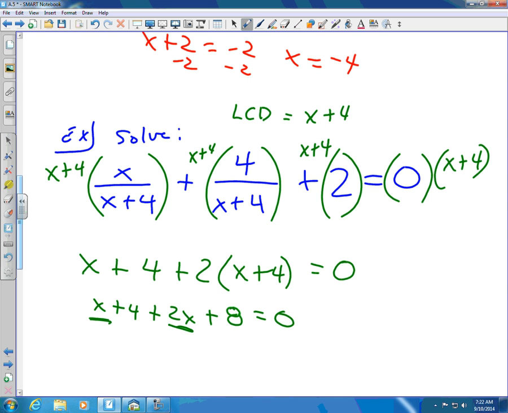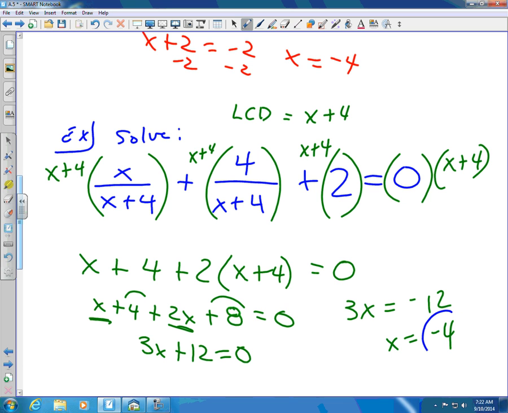Combining my like terms here, I get a 3x. Combining these, I get a 12. And I end up getting 3x equals negative 12 and x equals negative 4. Now, by all means, do a check. So you want to plug in that negative 4 for x wherever you see an x. So I need to plug in negative 4 here, and negative 4 here, and negative 4 here.